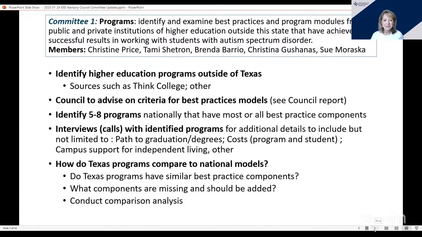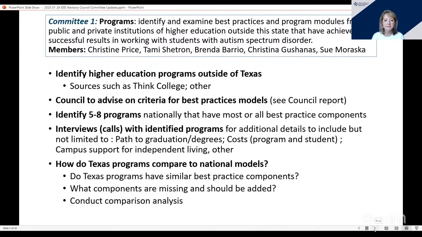Sure. Thank you, Linda. This is a summary of, as Linda said, many conversations about the charge. Again, just to remind everyone, in the bill, the charge is to identify and examine best practices and program modules from public and private institutions of higher education outside the state that have achieved successful results in working with students with autism spectrum disorder. And so the conversations so far have been around how that might be conducted to be able to get the best practices and then to make those recommendations. And so here are some possible steps.